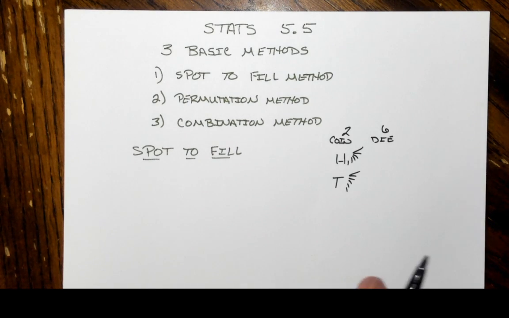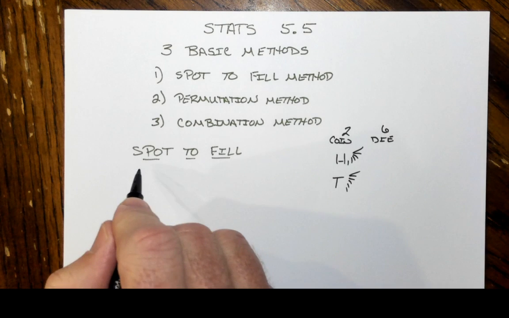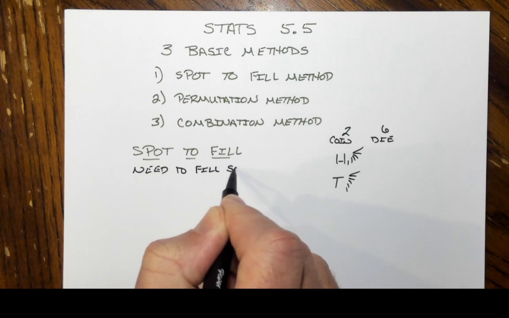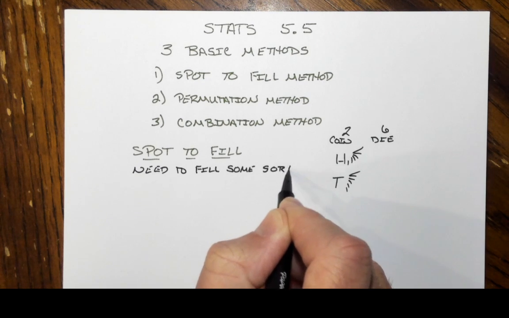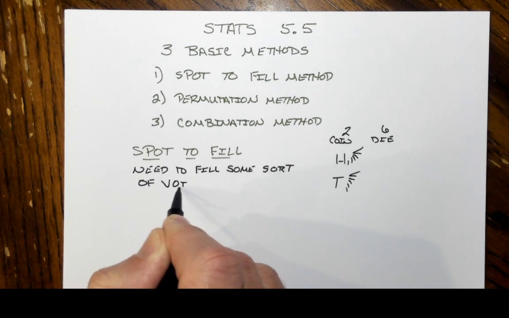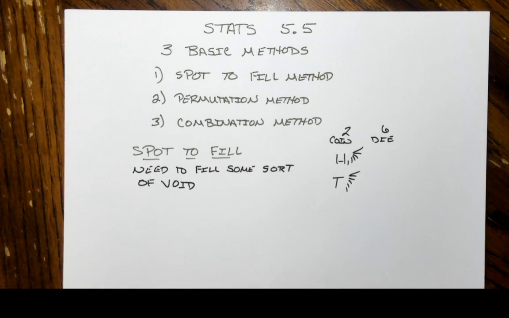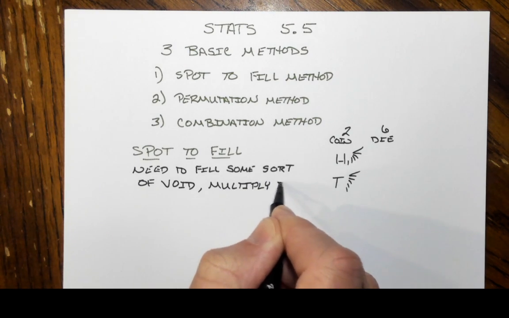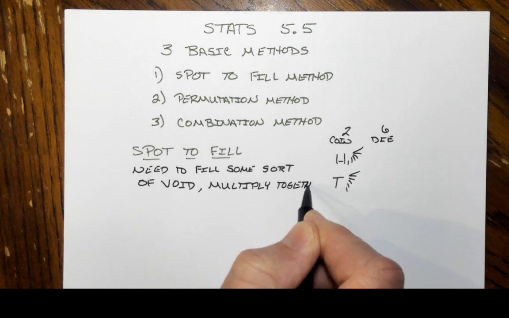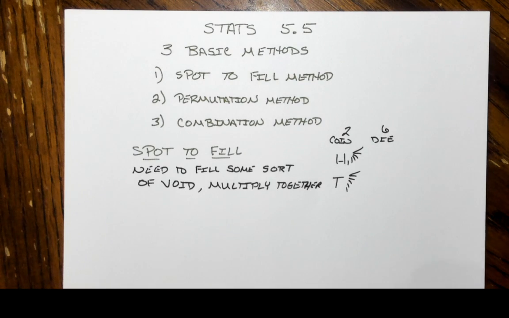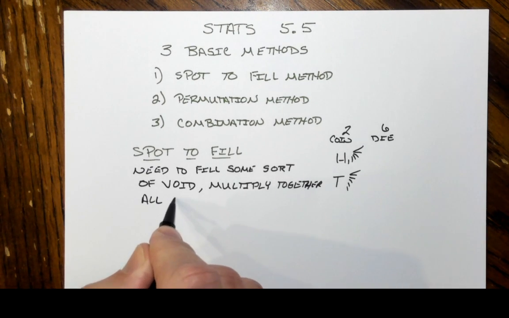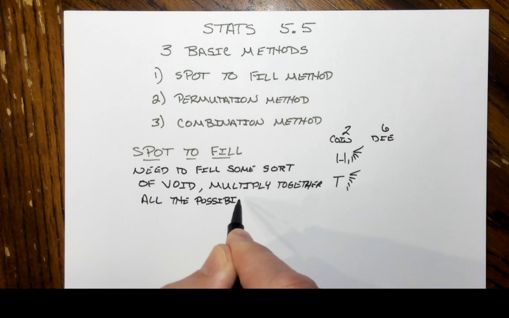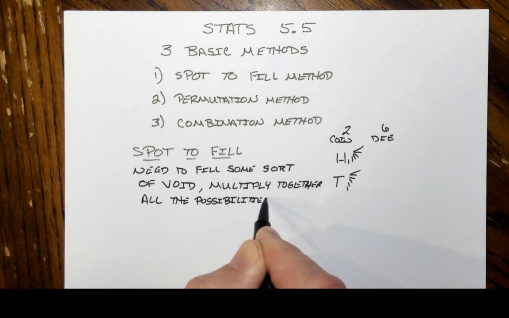So, spot to fill. If you need to fill some sort of void, we're going to multiply together all the possibilities. The book calls this the multiplication rule.